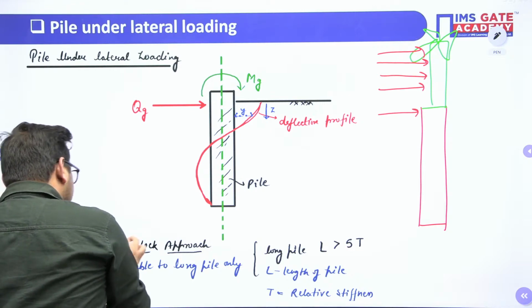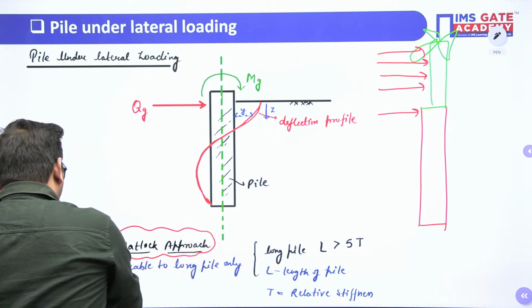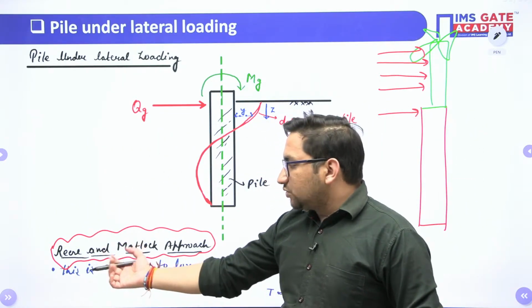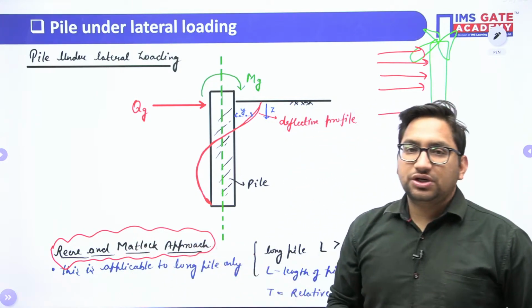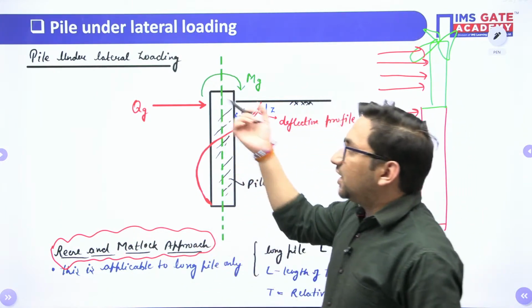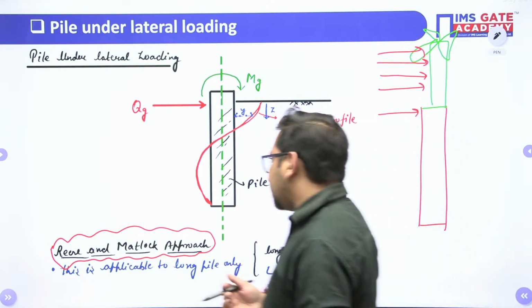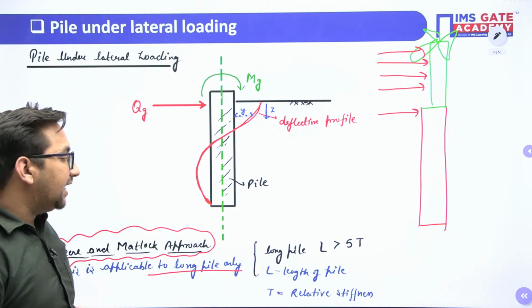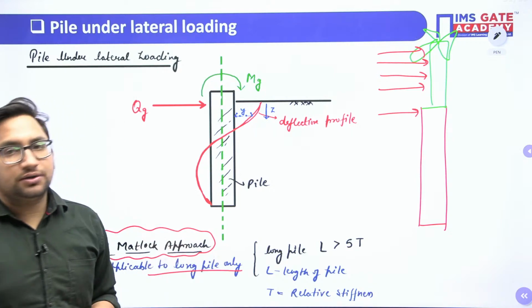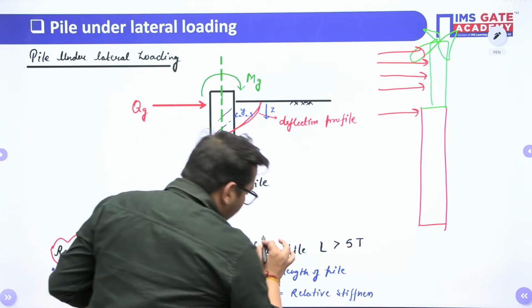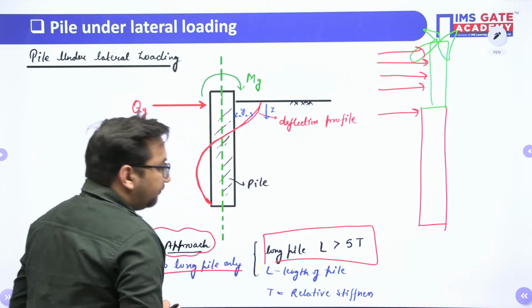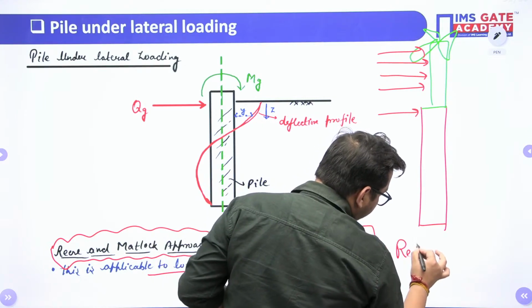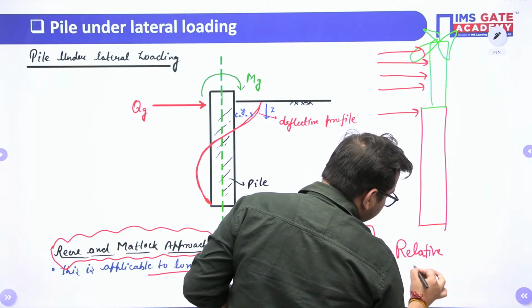To analyze the deflection in these long piles, there are two researchers known as Reese and Matlock. They have given one approach by which we can analyze this lateral loading over the pile, right? This is only applicable for long piles. So whenever any question comes under lateral loading of piles, first you have to check whether the pile is long or not. Now how to analyze that? For a long pile, the length of the pile should be greater than 5 times T. This T is nothing but your relative stiffness.